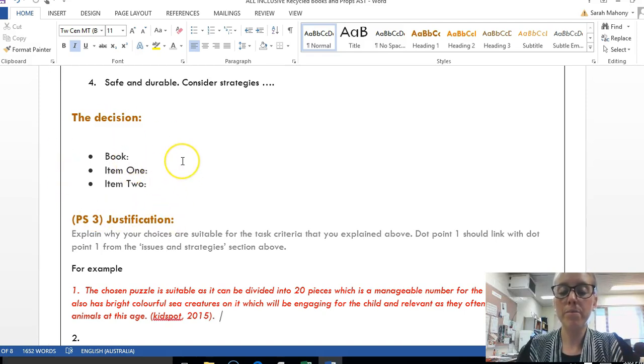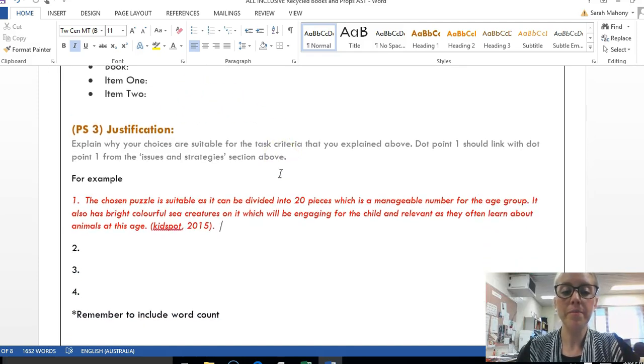Right, now you write what book you chose out of the hat, item 1 and item 2 that you're going to be making very briefly. No explanation there, just simply writing whether it is a chicken puppet or a cape with a star, all right, very briefly writing what it is.